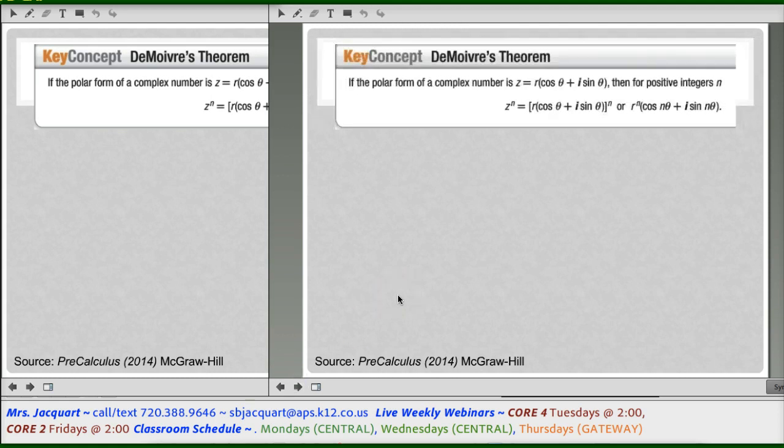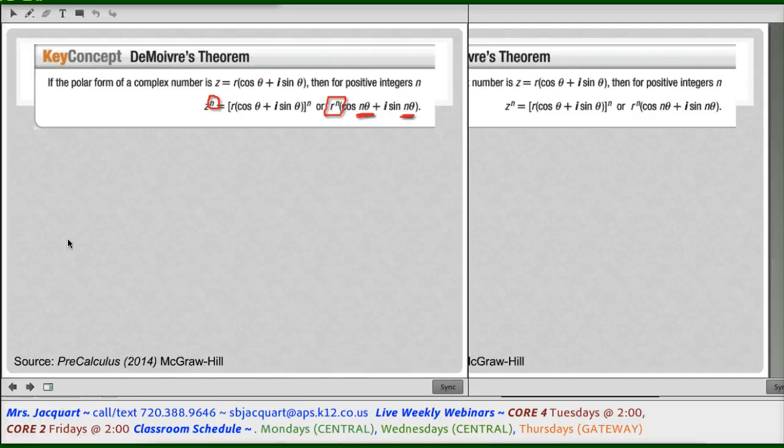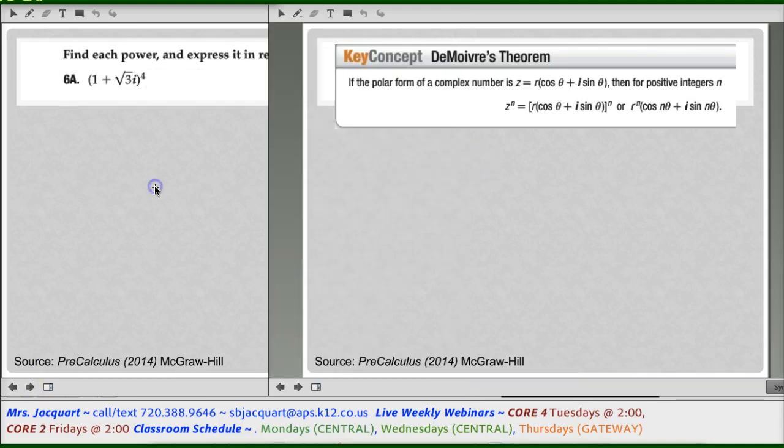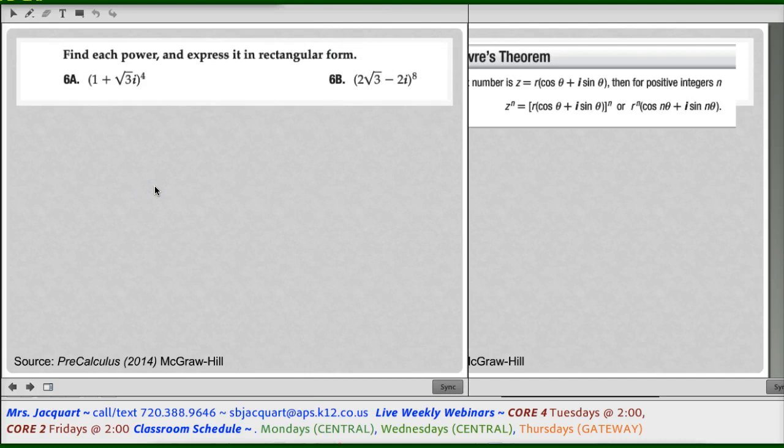Okay, so if we're raising stuff to the nth degree, then we're going to take our r and raise it to the nth degree, and our angles we're going to multiply by n. That didn't even show up. Oh well, let's write it over here. Oh, that's why it didn't show up. I was writing on the wrong board. All right, so let's work that problem with this in mind. We're not going to work that one. You can work that one on your own.